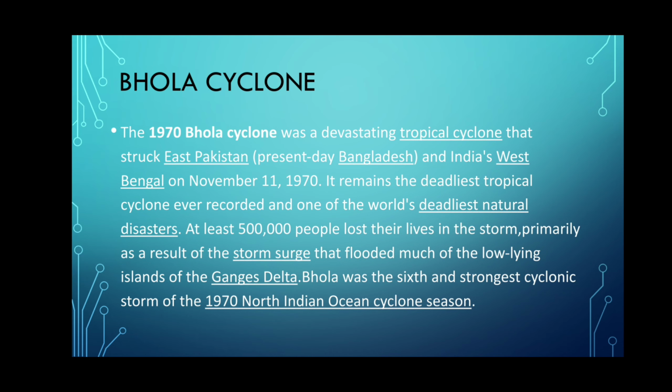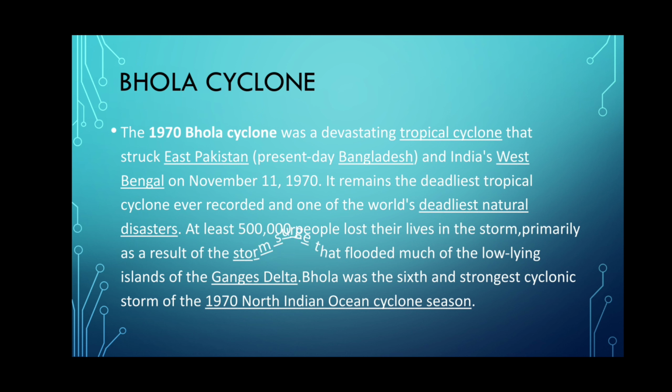Bola cyclone. The 1970 Bola cyclone was a devastating tropical cyclone that struck East Pakistan, present-day Bangladesh, and India's West Bengal on November 11, 1970. It remains the deadliest tropical cyclone ever recorded and one of the world's deadliest natural disasters.